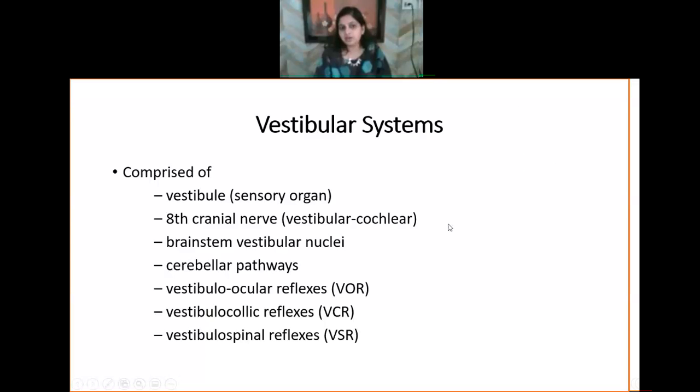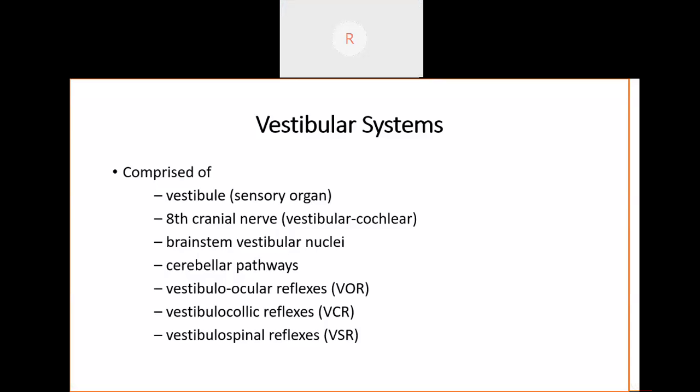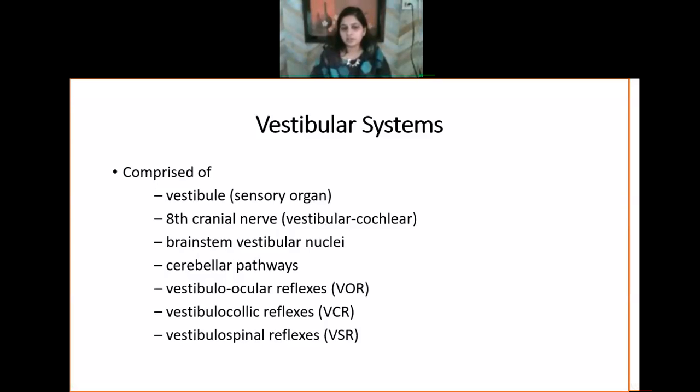How many of you are aware of the vestibular system? Majority of you, right? It's in the inner ear and it has connections. We usually deal with three things: vestibular ocular reflex, vestibular colic reflex, and vestibular spinal reflex.